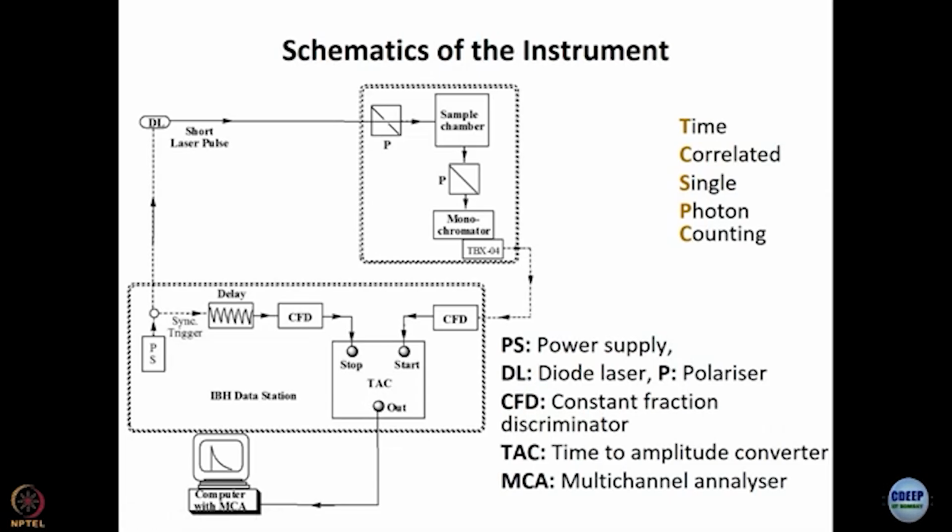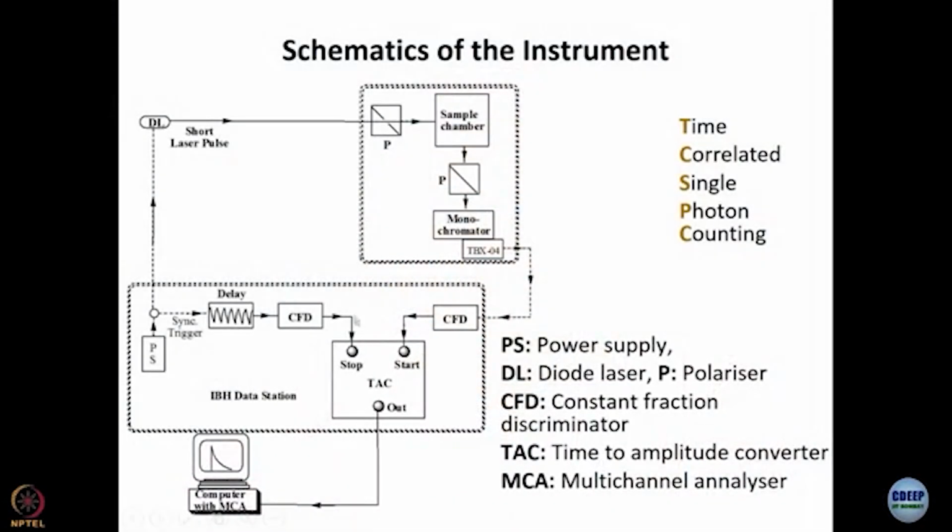A time to amplitude converter has at its heart a capacitor which starts getting charged the moment a signal arrives at start and keeps on getting charged until another signal appears at stop. And where does this signal come from? It comes from the power supply of the diode laser, which sends out a synchronous trigger. Synchronous trigger means the power supply fires the laser and at that instant sends out an electronic pulse. That again goes to CFD and goes to stop.